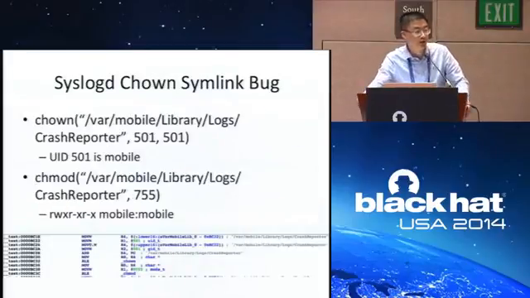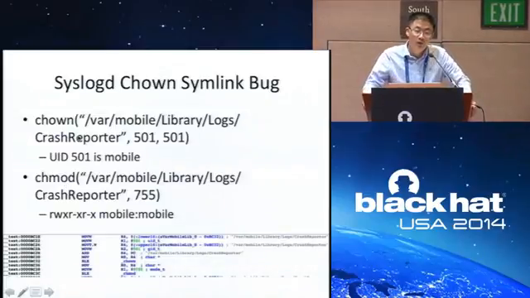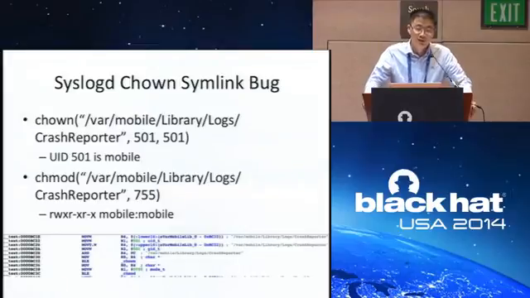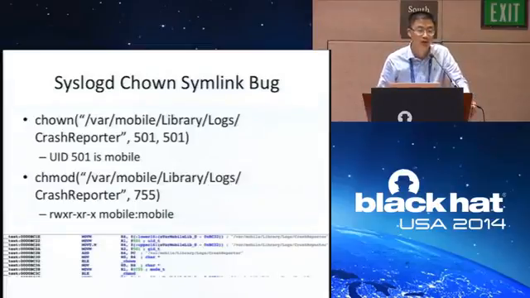I will show you some details of the bug. In the code, you will see syslogd will invoke chown and chmod to drop the permissions of this folder. And what we did is just like the tricks used in Evasion 7. We create a symbolic link from this folder to the root partition. And then we gain access to the root partition.